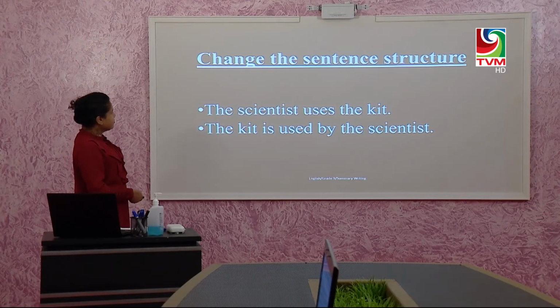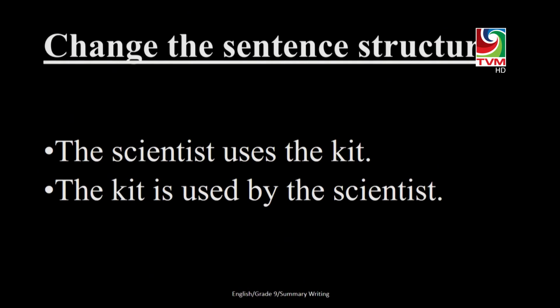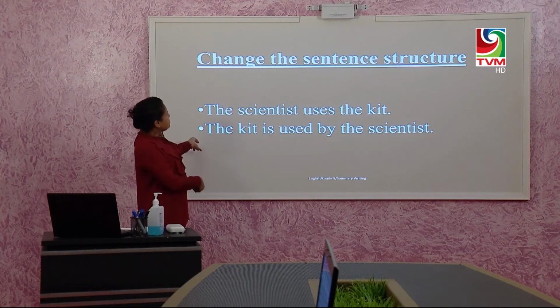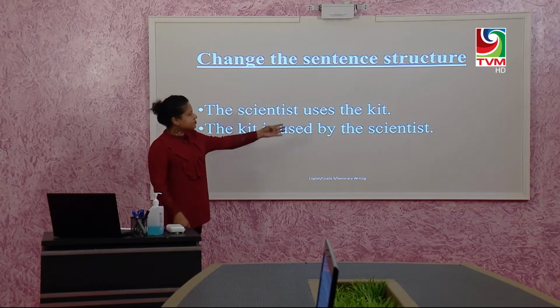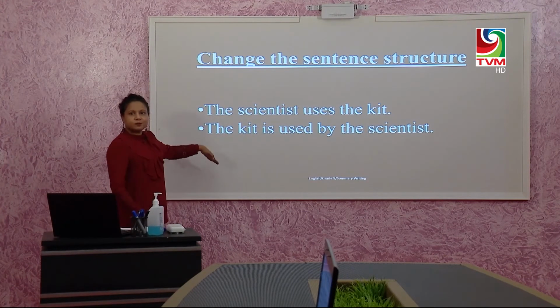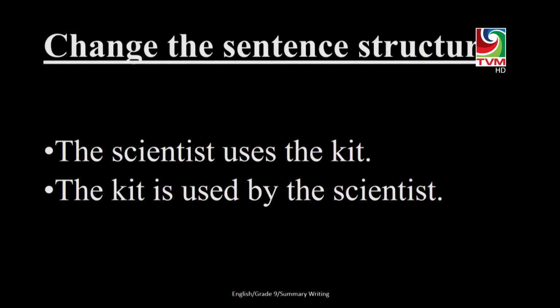For example, the scientist uses the kit. The kit is used by the scientist. So, the scientist, subject, uses verb, the kit, object, and then we change the structure, object, verb, subject, active to passive. Okay, simple active to passive change.